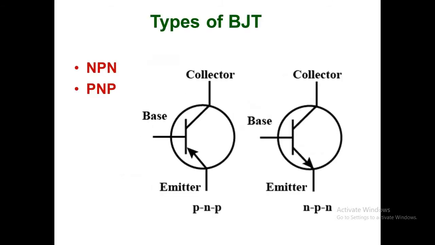Here is the symbol. There are two types of BJT. One is NPN and the other one is PNP. In case of PNP, that is on the left side, you can see that the arrow mark of the emitter is inwards, and for the NPN transistor the arrow mark is outwards. See, the emitter always has an arrow mark, and there is always a circle, as all active components have a circle.